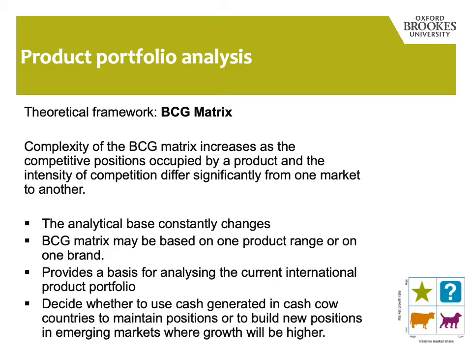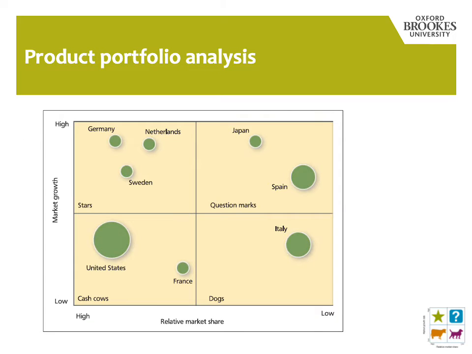Decide whether to use cash generated in cash cow countries to maintain positions or to build new positions in emerging markets where growth will be higher. Product portfolio analysis. This matrix illustrates relative market share on the horizontal axis and market growth on the vertical axis. That for one product range or one brand, circles represent country sales instead of product sales.